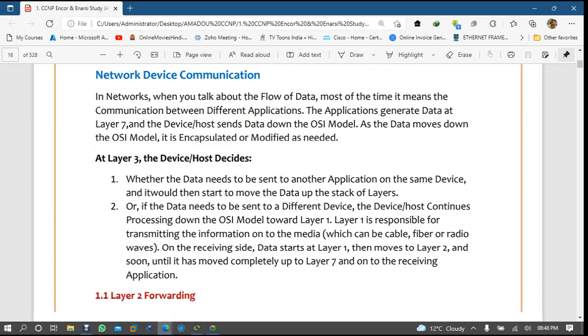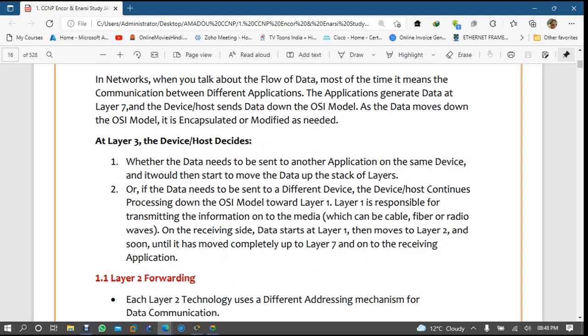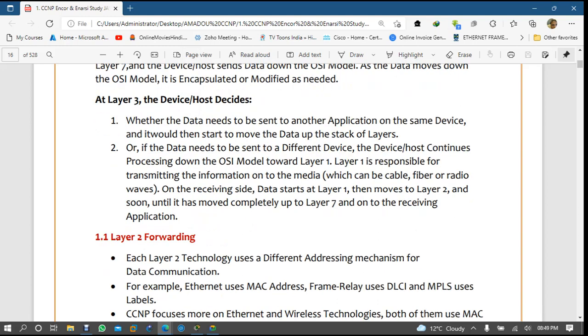Now, at layer 3, the device or host decides. So what is it going to decide? It is going to decide whether the data needs to be sent to another application on the same device, and it would then move down the stack of layers.